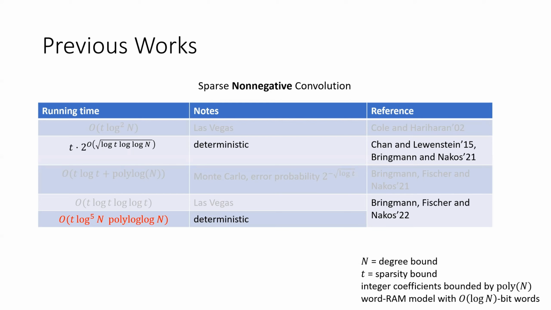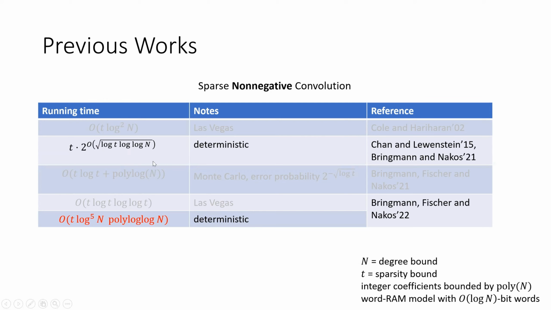Let's first look at the special case, which is called sparse non-negative convolution, which means that every input coefficient is a non-negative integer. This is an important case because, for example, in the applications on the previous slide, the instances are actually non-negative instances.